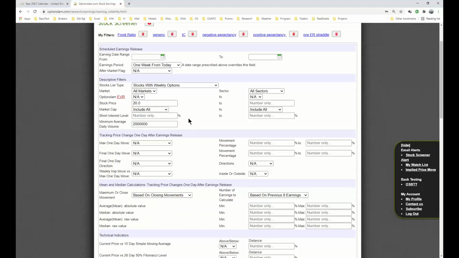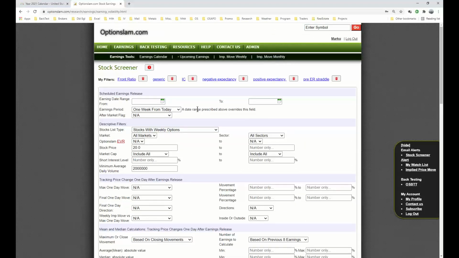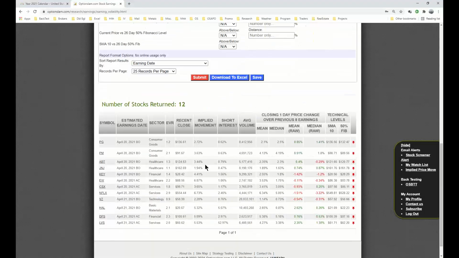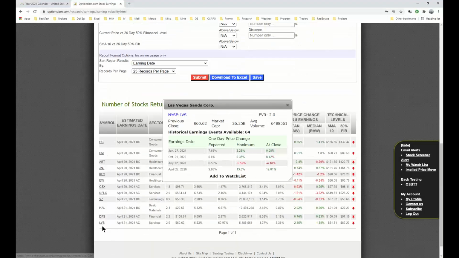And then I can override that. I can just say, well, instead of looking out for a whole week from today, what if I only look forward 2 days? And then I can resubmit that and get a list of stocks that are going to report within the next 2 days. Now, some of these actually reported this morning. J&J was today before the open.